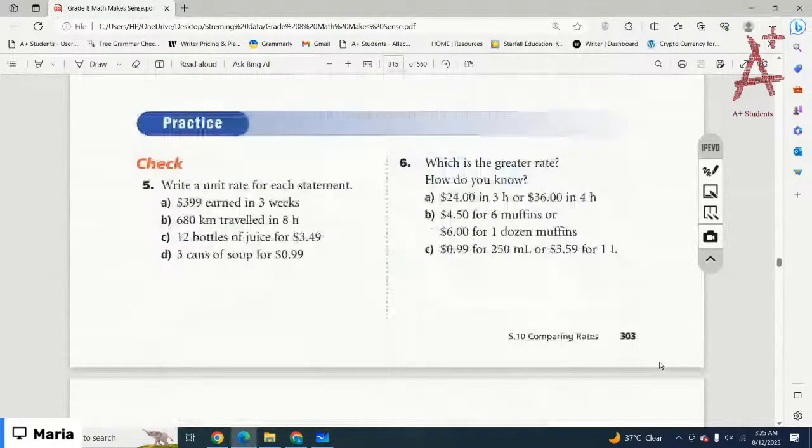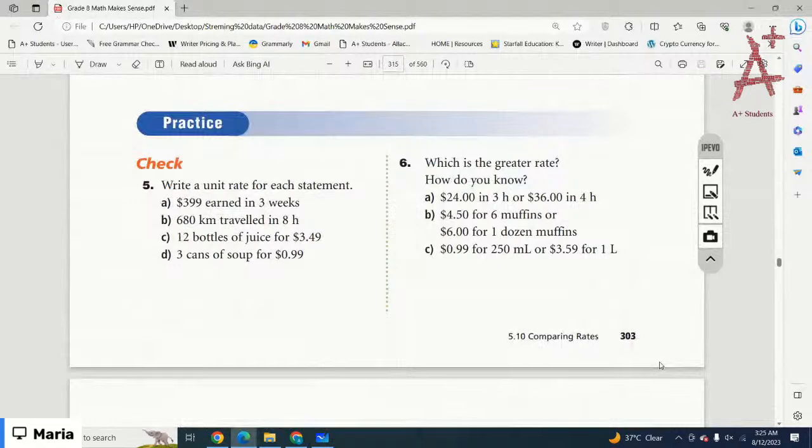I will just do one part from one question, right? We can write a unit rate because we have already done this one. We have to find a unit rate. Write a unit rate for each statement. You have to divide 399 by 3, right? You will get the unit rate for 1 week. For the B part, 680 kilometers traveled in 8 hours. So you have to divide 680 over 8. You will get the distance that is traveled in 1 hour, right?